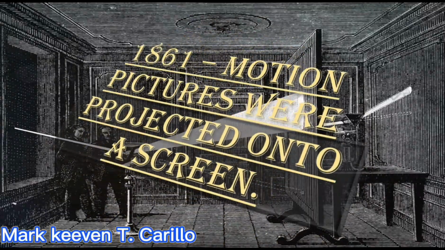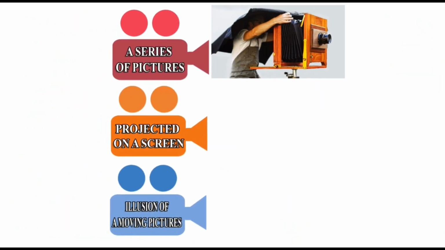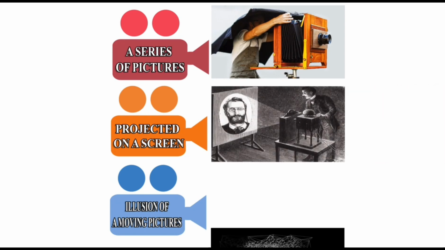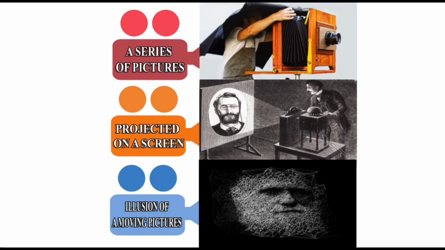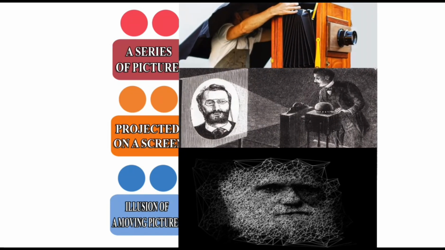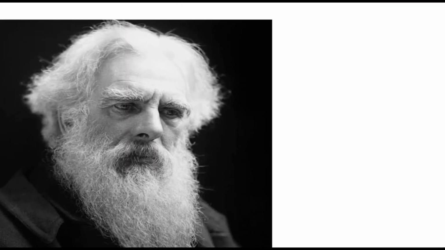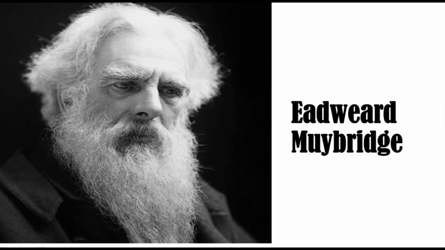By definition, a motion picture is a series of pictures projected onto a screen, creating the illusion of movement. By the 1800s, humans had discovered photography, projection, and motion. We just hadn't put them together. Then, a guy called Eadweard Muybridge changed everything.